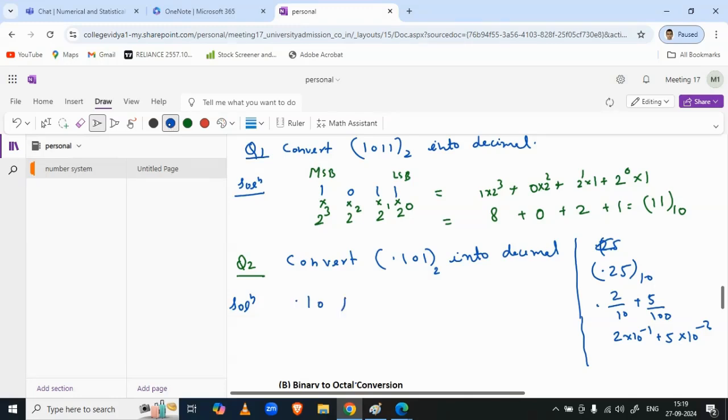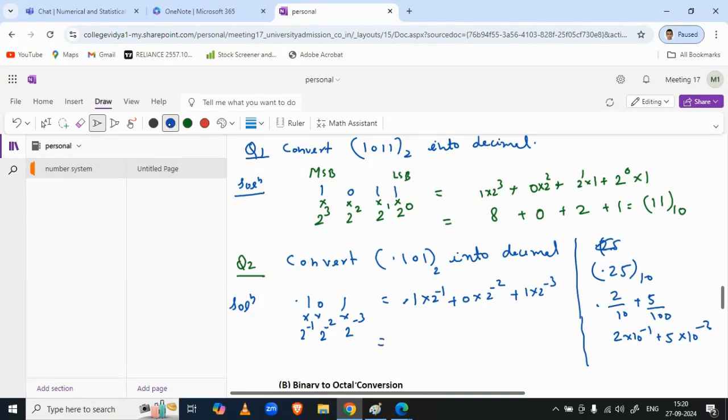Now 0.101. So the positional weight of this digit is 2 to the power -1. The positional weight of this digit is 2 to the power -2. The positional weight of this digit is 2 to the power -3. And we will multiply all these digits with their weights. So expand this: 0.101 is equal to 1 into 2 to the power -1, plus 0 into 2 to the power -2, plus 1 into 2 to the power -3.